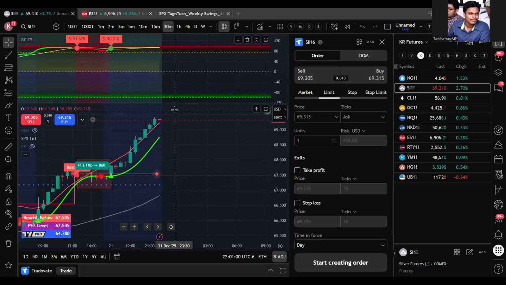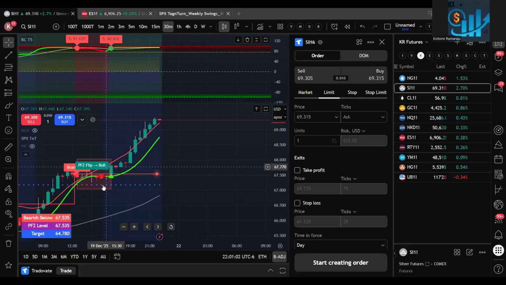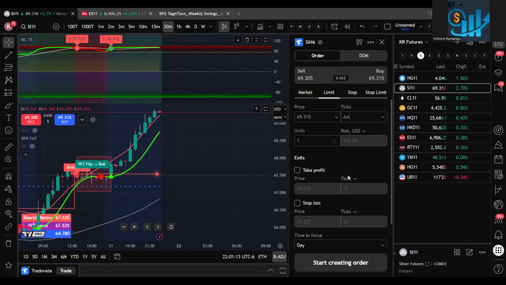If you have a 100,000 or 200,000 account, and you have only one or two contracts, maybe by tomorrow or the day after, it may again come all the way down and break this point. But until that time, you'll be unnecessarily losing other opportunities. You'll be thinking about this one.